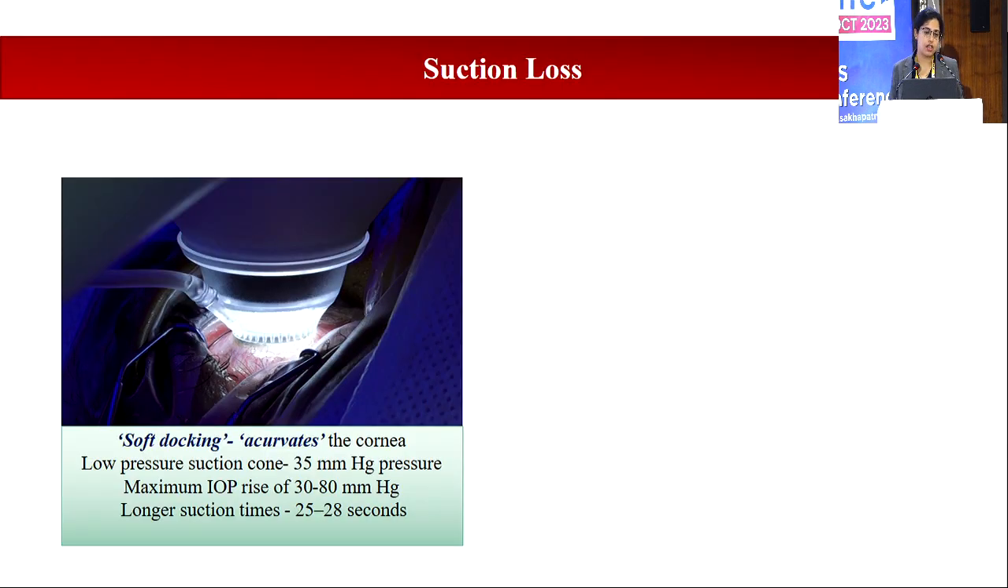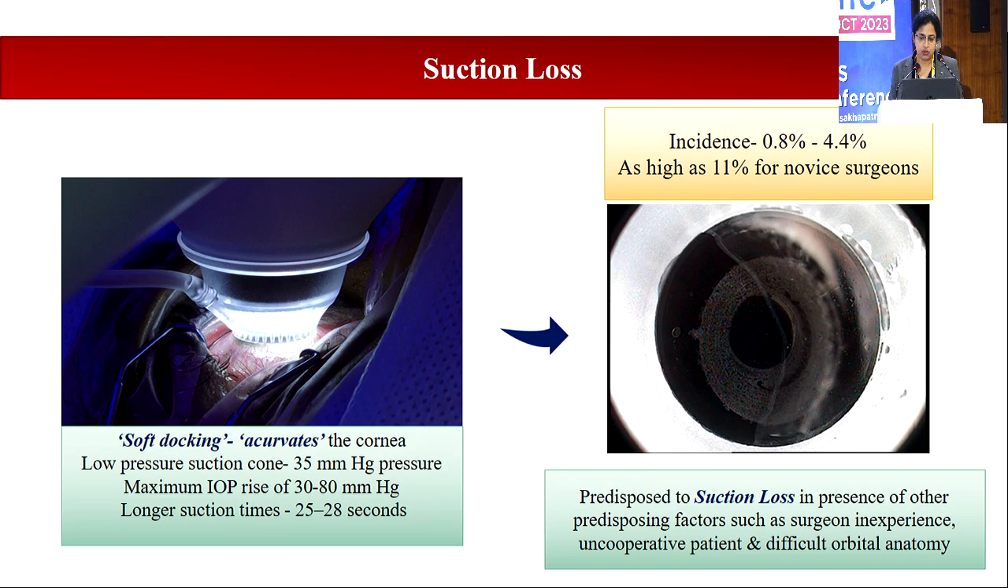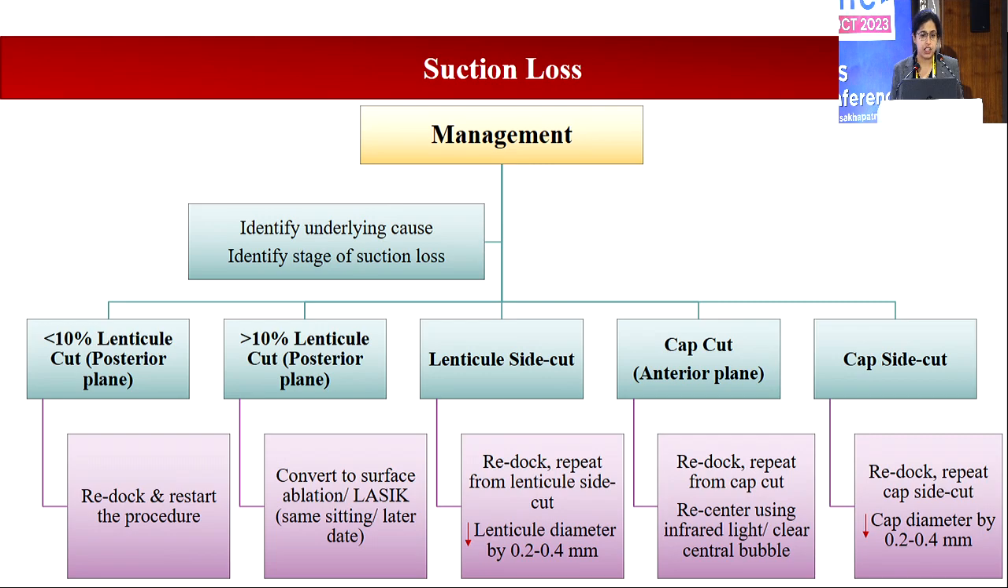So suction loss occurs in the initial cases because it's a soft docking procedure which excavates rather than applanates the cornea, and there is a low pressure suction cone with a 35 millimeter pressure at the interface. So incidence may be as high as 11% for a novice surgeon, especially in the presence of other factors such as an uncooperative patient and difficult orbital anatomy. Management depends on the stage at which the suction loss occurs.